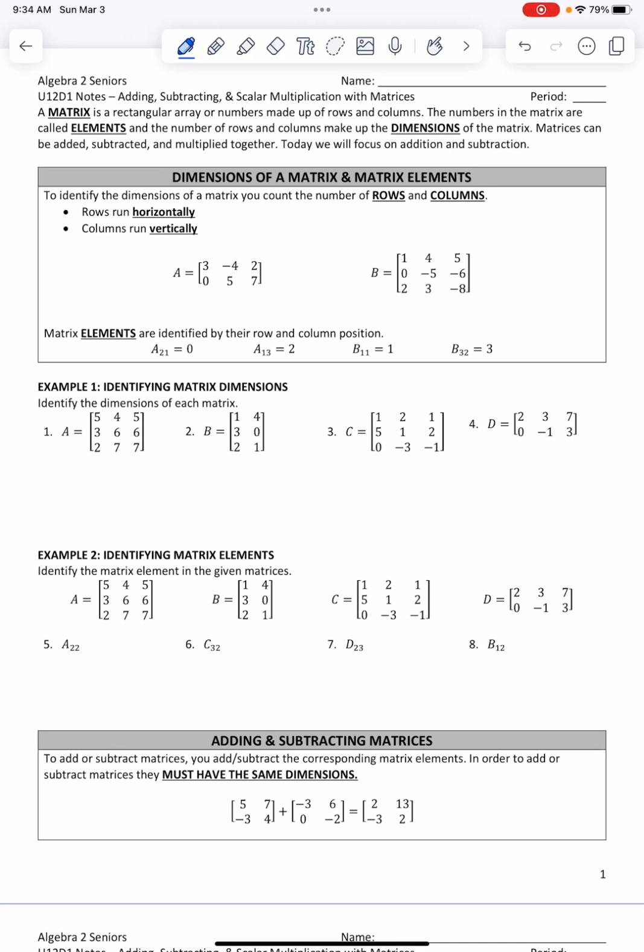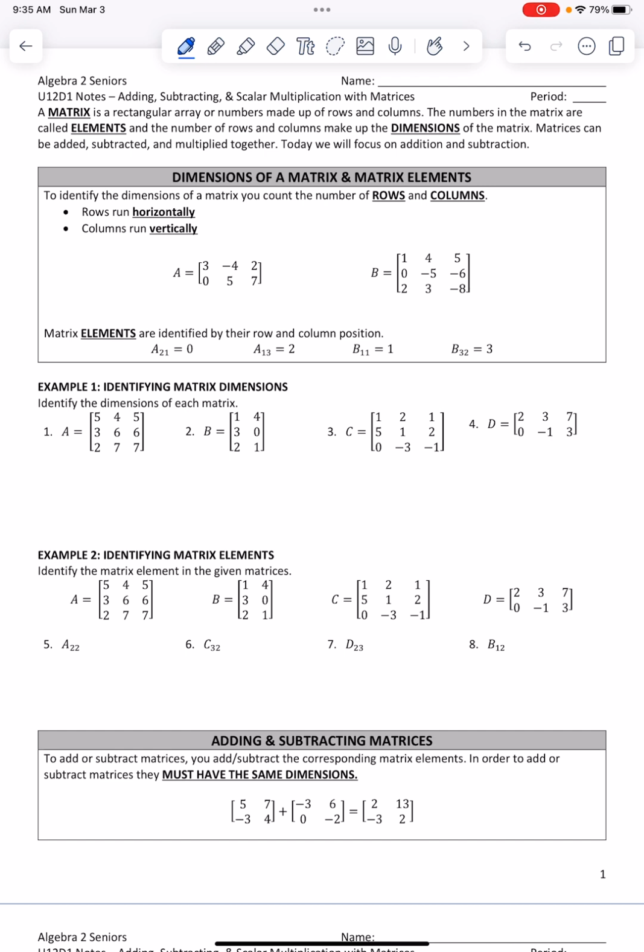All right, Unit 12, Day 1. Well, this whole unit is talking about working with matrices, or a matrix, right? A matrix is a rectangular array of numbers made up of rows and columns. The numbers in that matrix are called the elements. So each individual number is an element, and the number of rows and columns make up the dimensions of a matrix. So we can do addition, subtraction, and multiplication with matrices. And today we're going to look at addition and subtraction. But first, identifying dimensions and matrix elements.